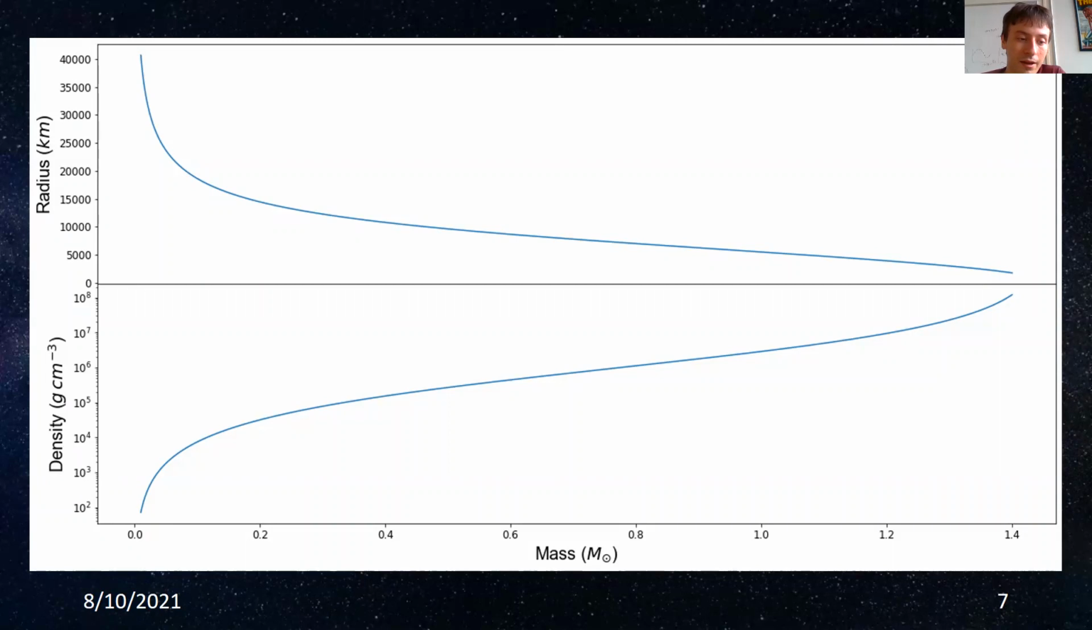And below that, what I'm showing is a plot of the density of the object as a function of its mass. You can see I cut off at 1.4 solar masses, which is the white dwarf Chandrasekhar mass, because white dwarfs become ultra-relativistic at that stage and end up collapsing into neutron stars. And that density plot on the bottom is really important for the following reasons.